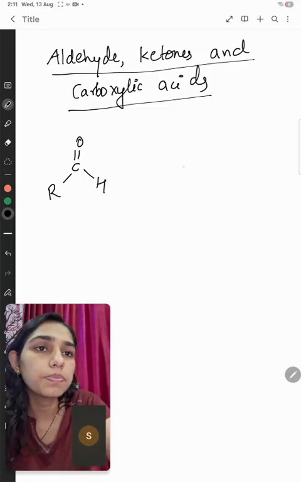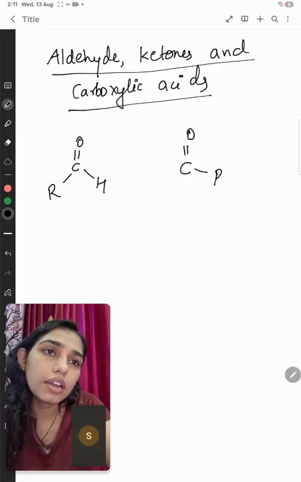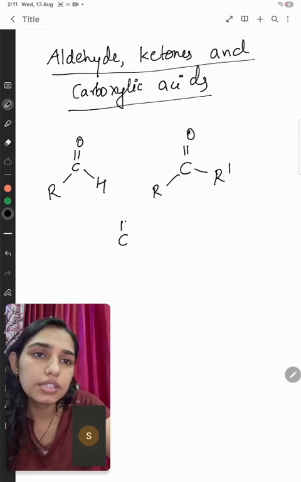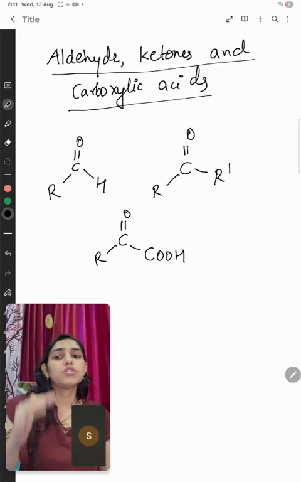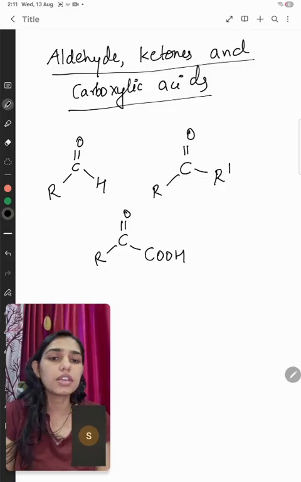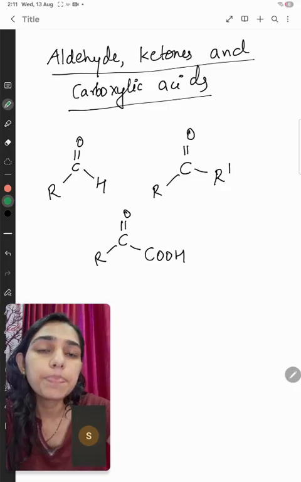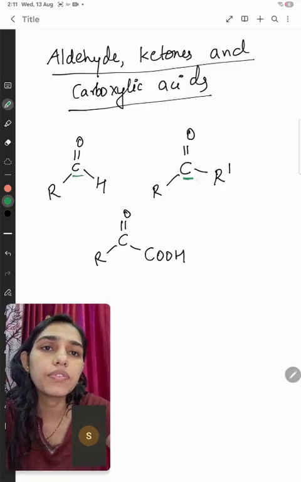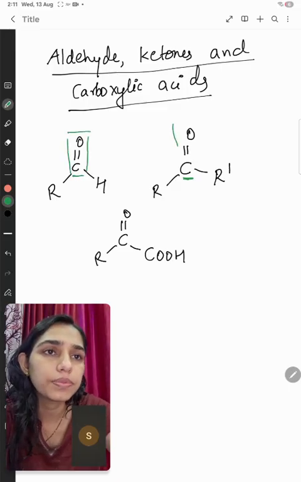This is the first structure. Second structure, C double bond O, R dash and R. And structure number three is C double bond O, R, COOH. So when we look at these three structures, first we need to identify the similarity between the three. When I say carbonyl group, I'm referring to the carbon having the double bond. This carbonyl group is common in all the three.